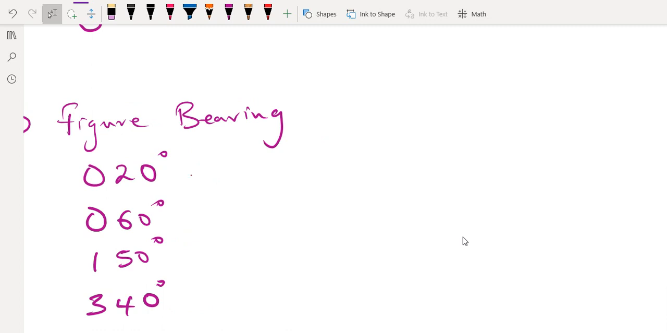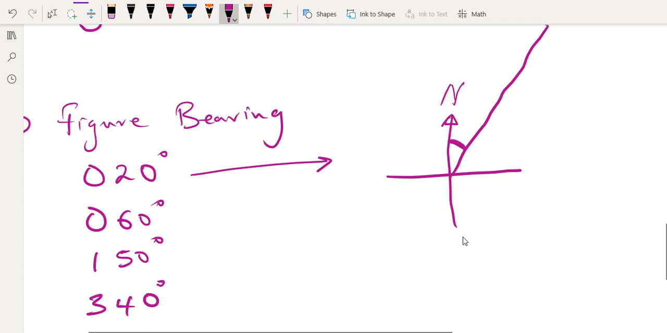Okay, so for this, let us represent this. You start counting your angle from the north pole. So for 020 degrees, it means count 20 degrees in the clockwise direction. In the clockwise direction, count 20. When you get 20 degrees, stop there, rule a line. So this is our 20 degrees. You see that?